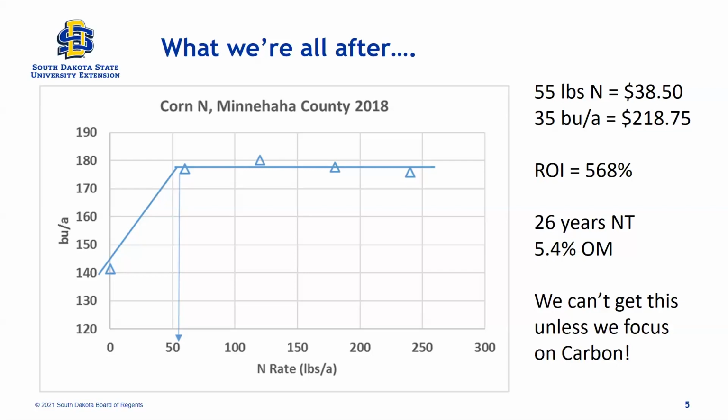But this is just an example of a nitrogen response study in 2018. This is kind of what we're all after. We want more for less. We maximized yield that year, a very wet year in 2018, with just over 50 pounds of nitrogen. If we look at that, that's a huge return on investment. But this site had been in no-till and entered into more soil health practices in that period as well, with cover crops and a rotation. It had over 5% organic matter. So we can't get here unless we think about the carbon, all of those things that Hans talked about.